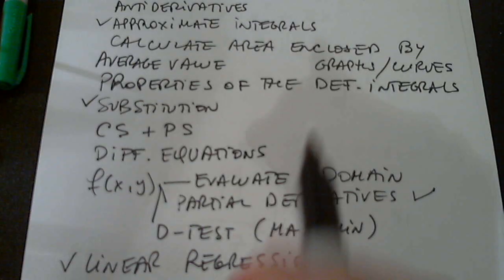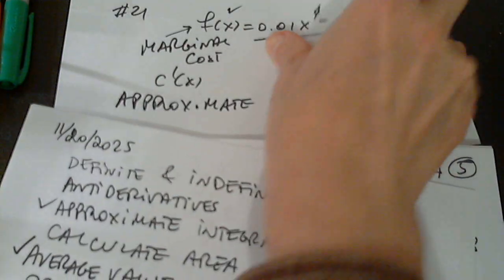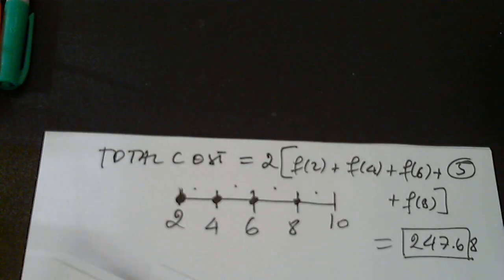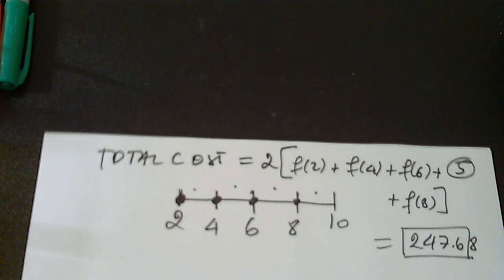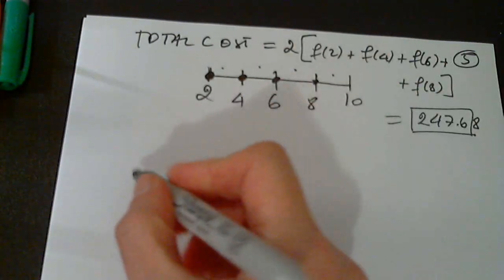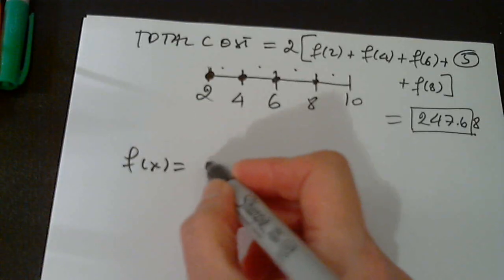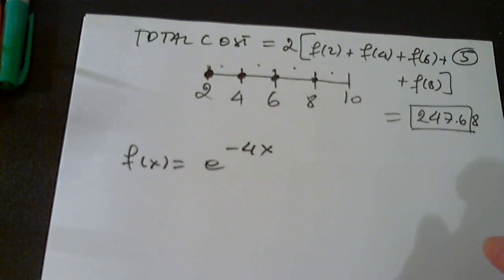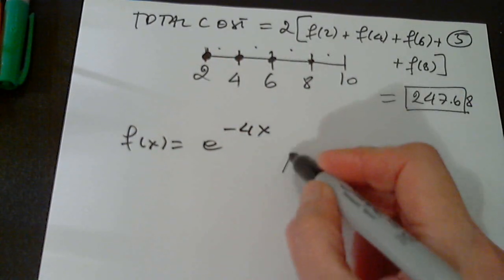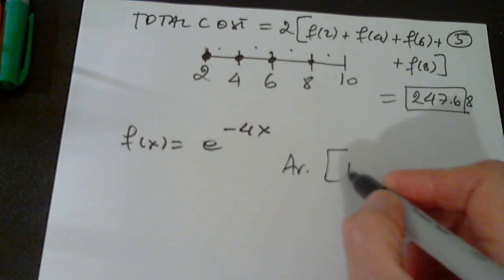Okay, I will choose the next one. I will choose the average value of a function. So I'm given a function. Let's suppose the function is f of x equals e to negative 4x. And I'm asked to find the average value on [1, 3].